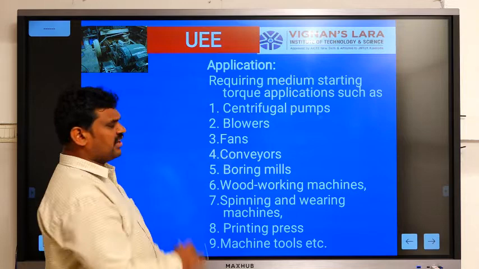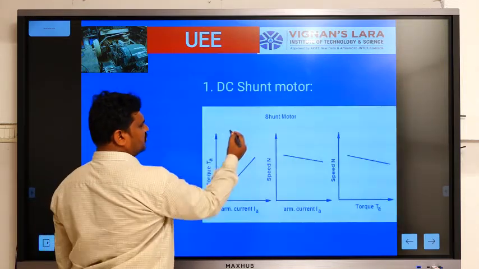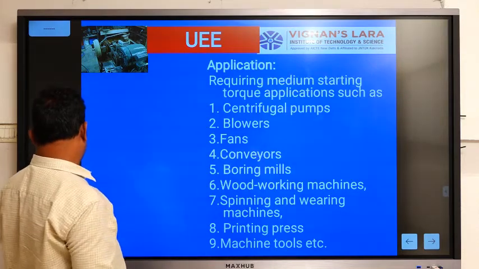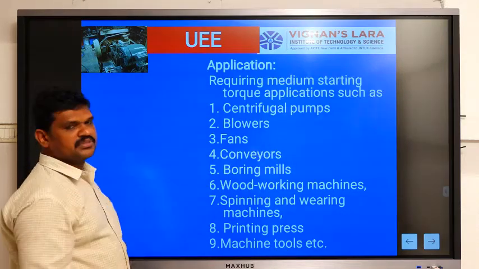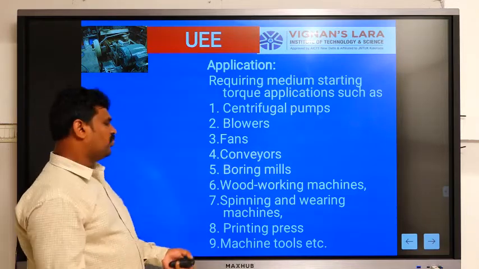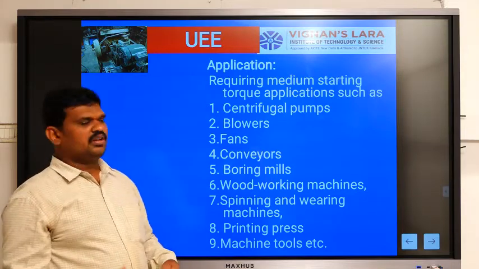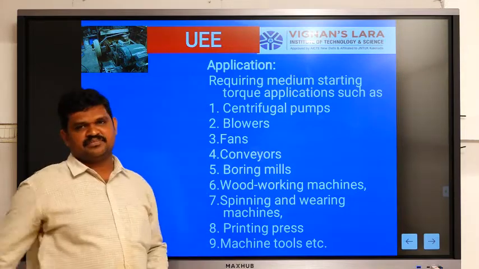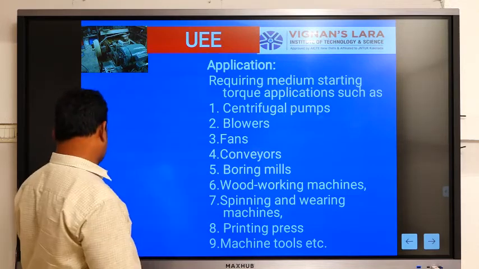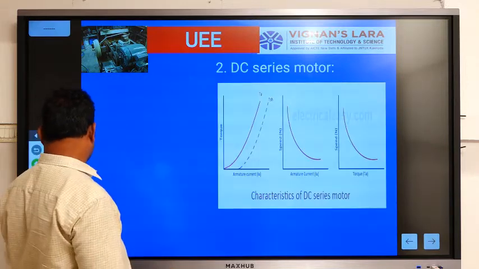Now what are the applications where we use this shunt machine? Centrifugal pumps. We use this machine in centrifugal pumps, blowers, fans, conveyors, boring mills, wood cutting machines, spinning mills. So in many applications we use this shunt machine. Later I want to move to the series machine.